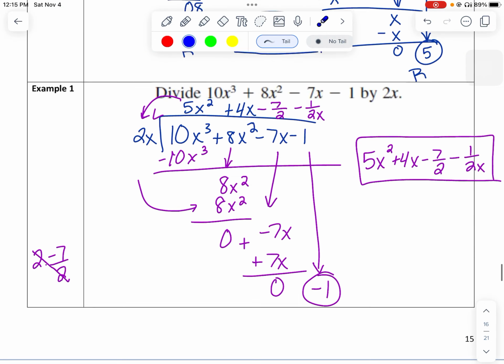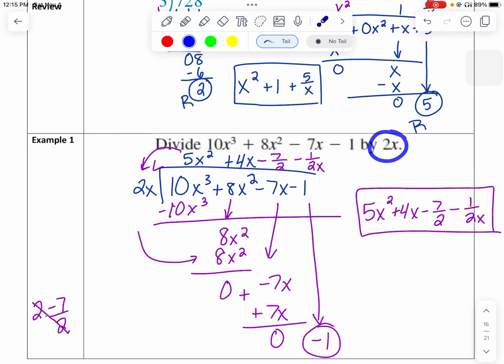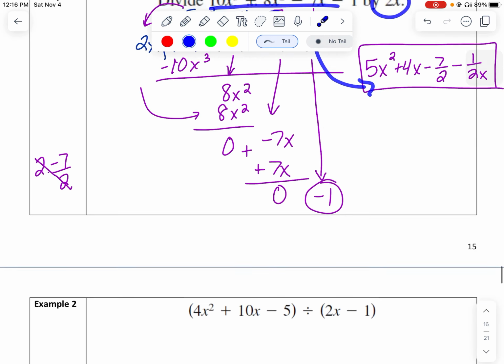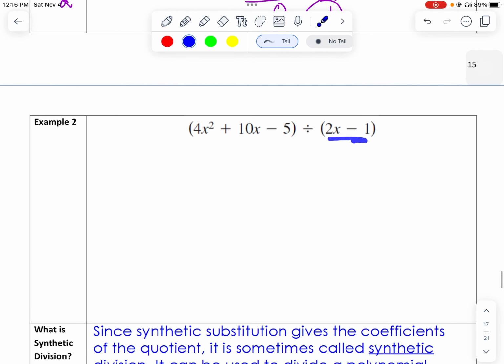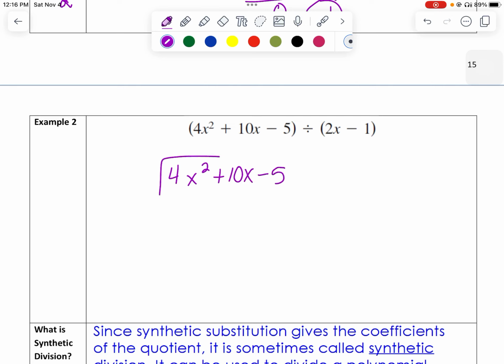When you have a single term you're dividing by a monomial, you can just divide everything by 2x and jump right to your answer. But I wanted to practice the long division steps because when you divide by a binomial, you can't just divide each term by 2x minus 1. It doesn't quite work the same way. So in this case, you have to do it with long division. So we would do 4x squared plus 10x minus 5 divided by 2x minus 1.